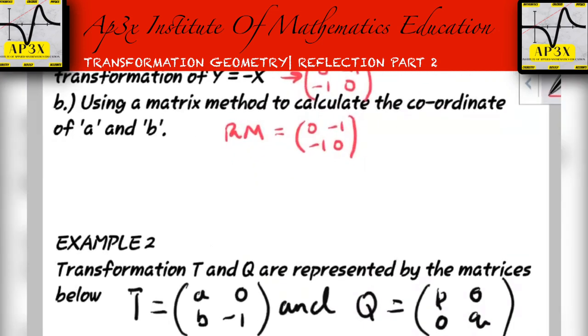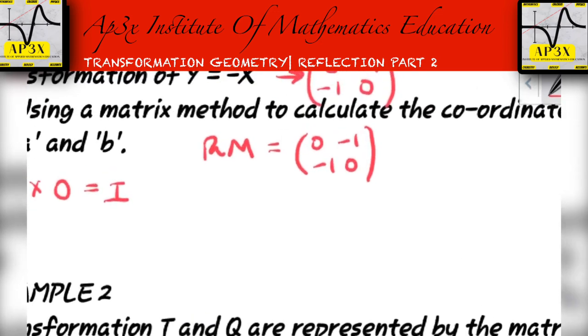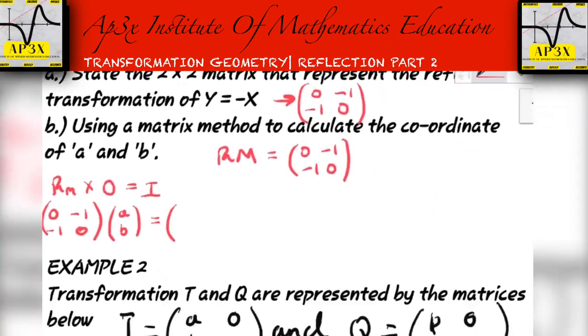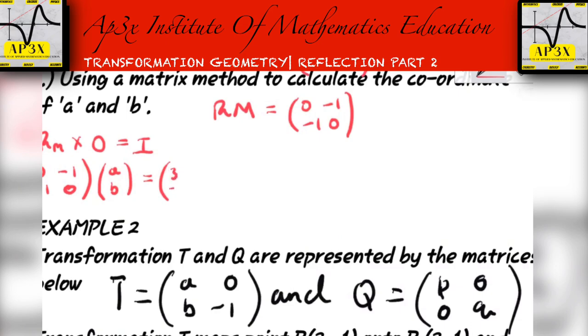So we're looking at the fact that R, the rotation matrix, multiplied by the object is equal to the image. So we know that the rotation matrix here is in fact 0, -1, -1, 0. And then of course, you'll see here that the object point is unknown, so we're going to say (a, b). And then we're going to equate this to the image point, which was told to us to be (3, -2). So that's 3, -2.